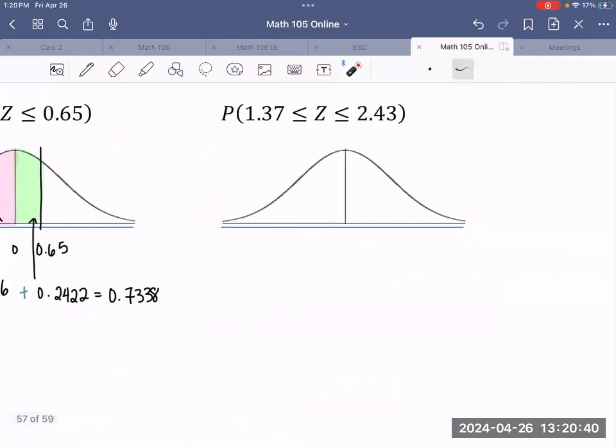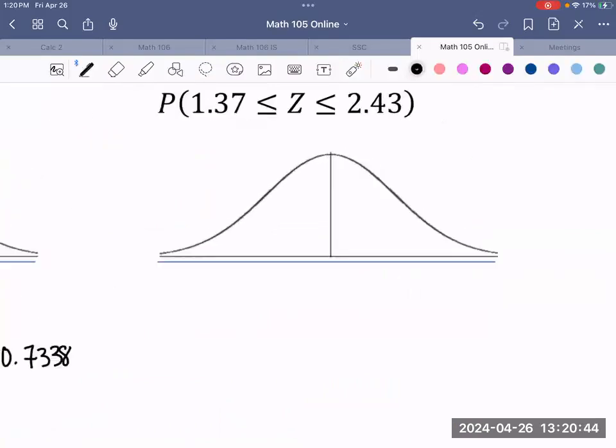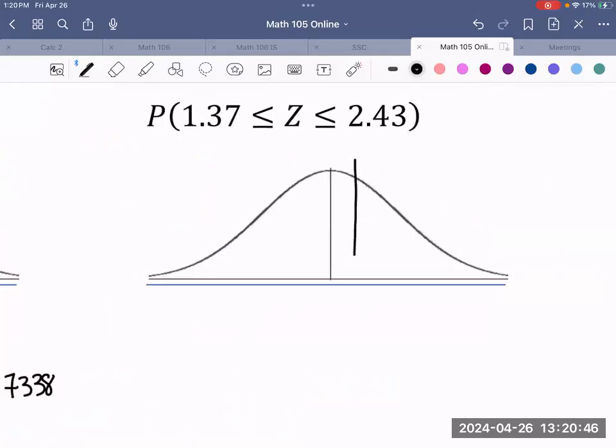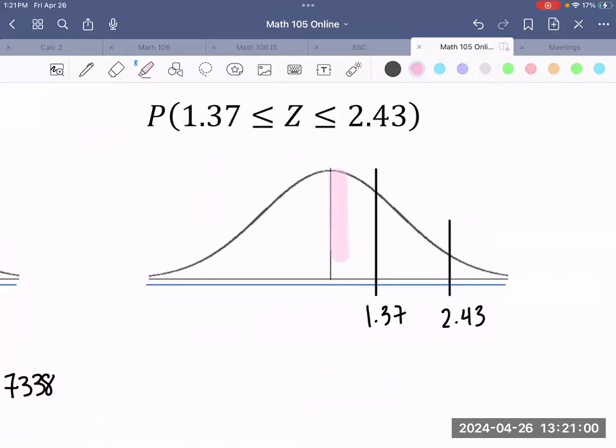So that being said, pause the video, see if you can try this one on your own. So in our case, we have this value here, 1.37. Over here, we have 2.43. So that in pink, actually, this is the probability that we want.